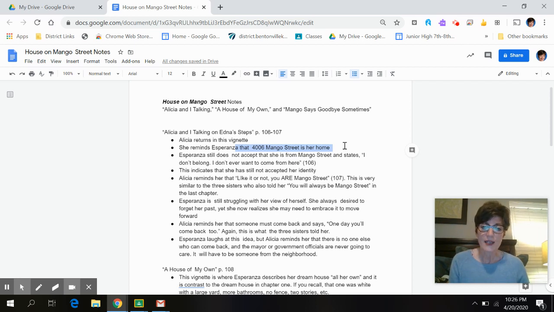So she's still fighting that acceptance that this is her upbringing, that even though she maybe doesn't like it, it has shaped who she is. And she says, I don't want to come from here on page 106. So again, part of the struggle of this book is that Esperanza has to accept who she really is. She has to accept her identity. And like all of us, we do have to accept where we come from, who our parents are, the tragedies that have impacted us along our way. We can't create a new character and say that we are someone we're not. And all those challenges that all of us go through make us who we are.